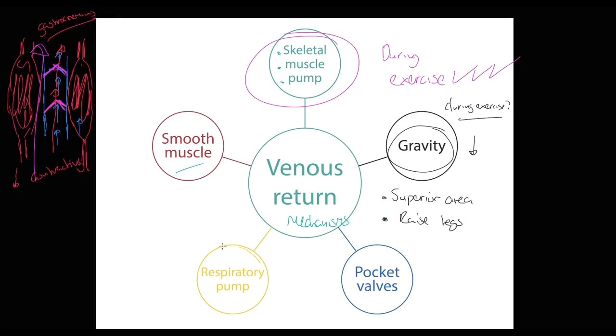Next one, over here, we'll come back to smooth muscle. Respiratory pump, what does that mean? Well, I'm going to be quick on this one. It's all about the thoracic cavity. As I start to exercise, as you start to exercise, what happens in our thoracic cavity, our chest?